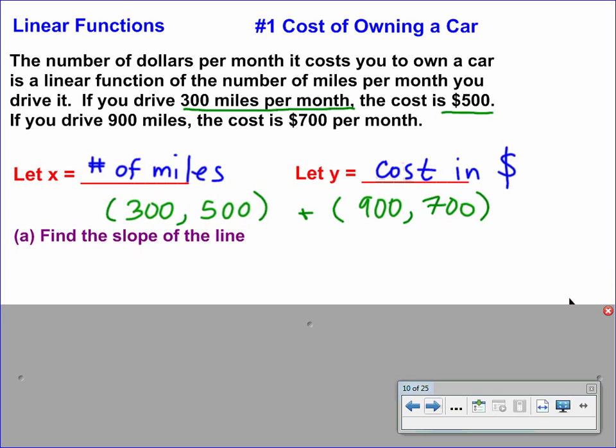So those were miles for the X coordinate. 900 miles, yes it is. These were dollars, cost per month for owning the car in the Y coordinate. Are the 500 cost in dollars? Yes. Is the 700 cost in dollars? Yes. So we want to make sure that our variables are matching.